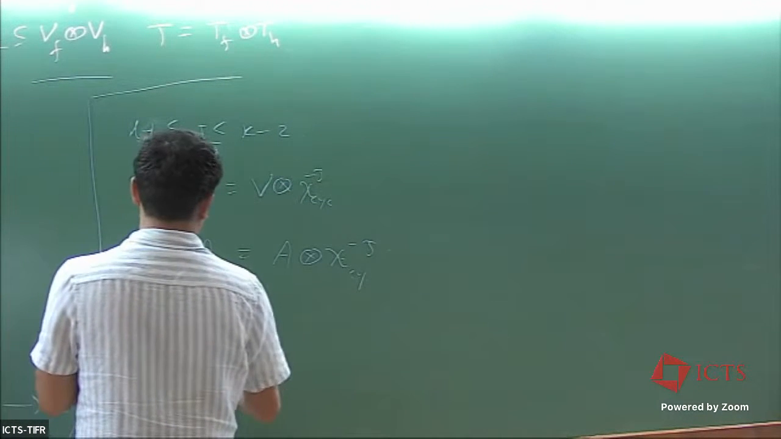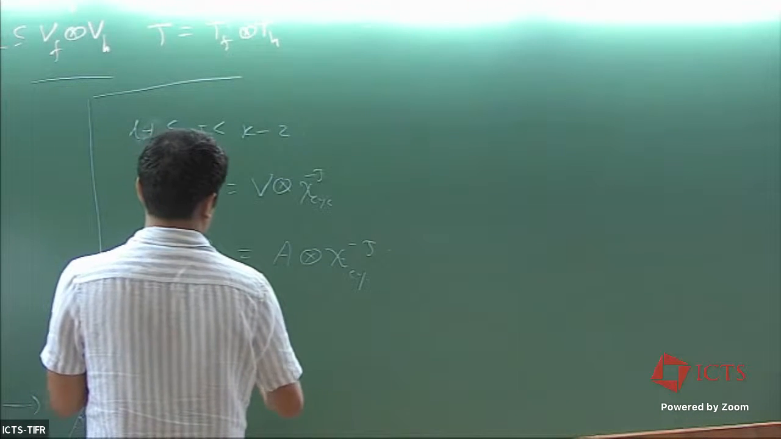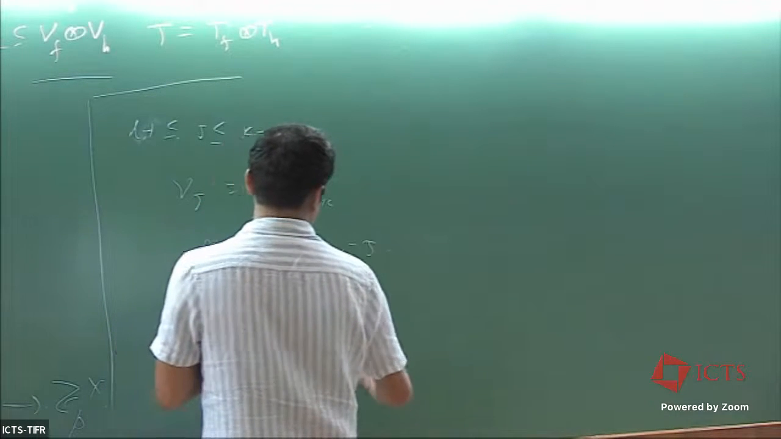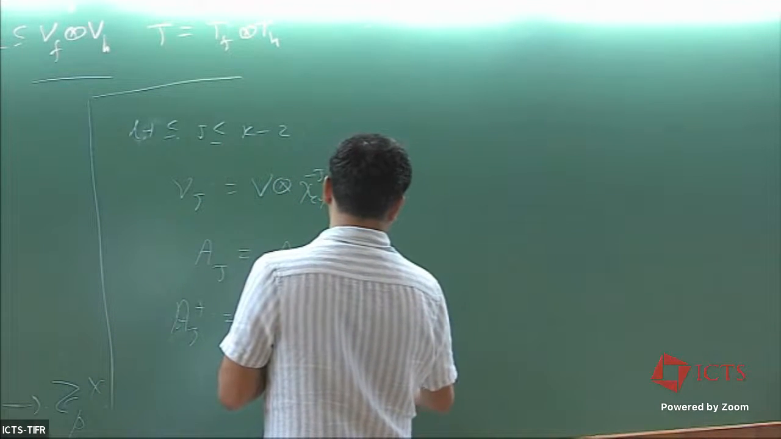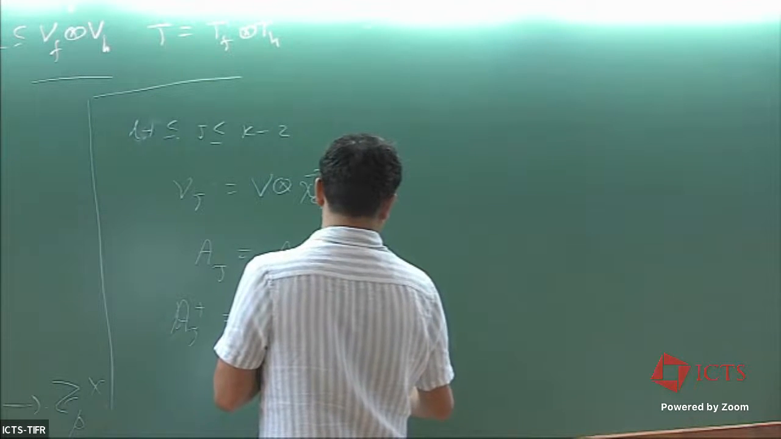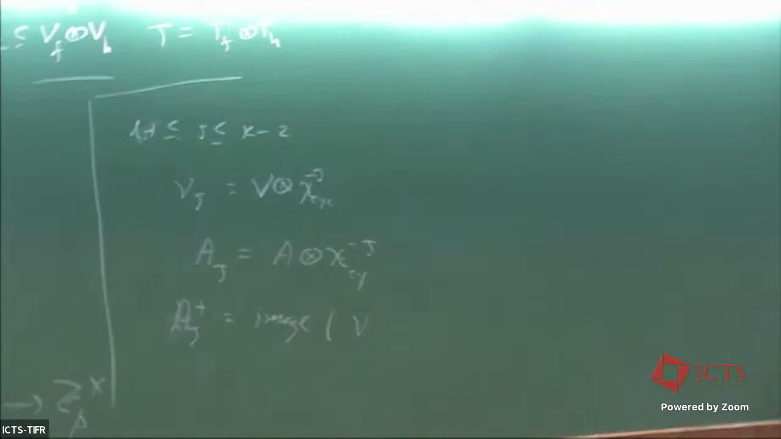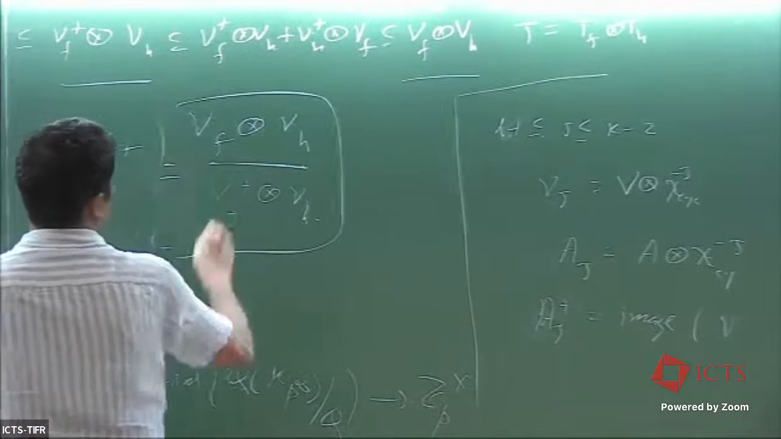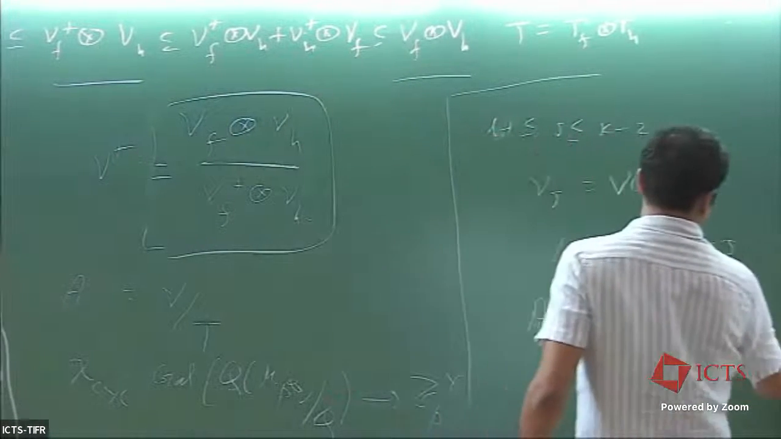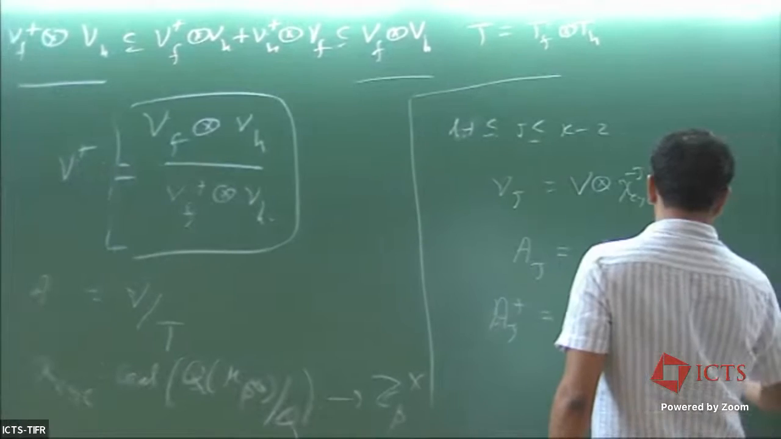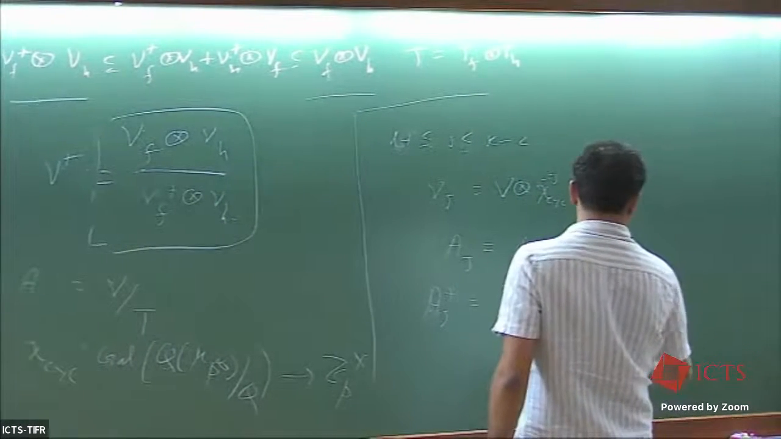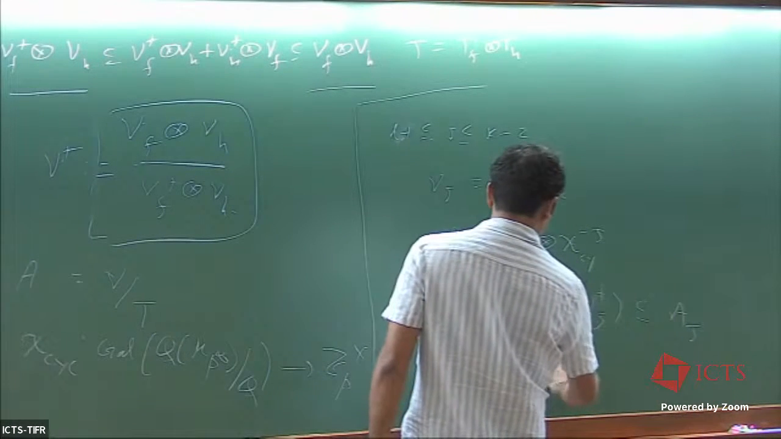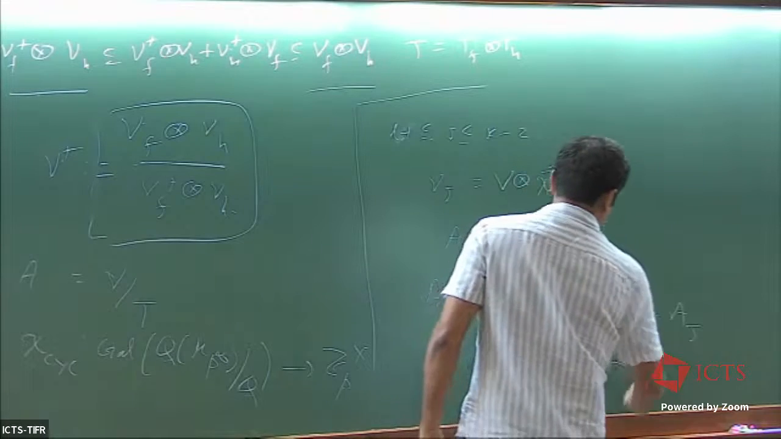Let me put A_j^+ equal to the image of V^+, so I call this V^+. Then take the image of V_j inside A_j. We have this map from V to V_j to A_j, so via this map I take this image.